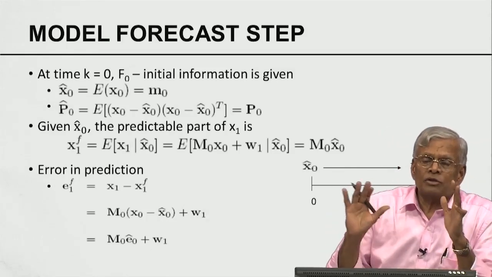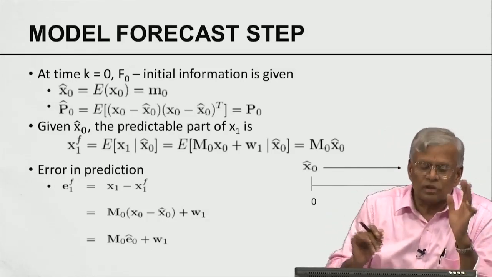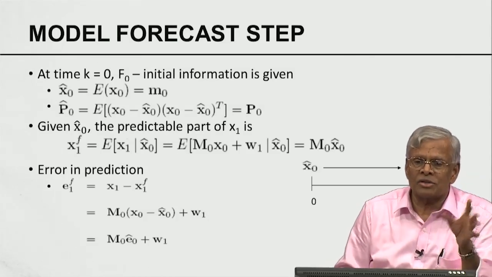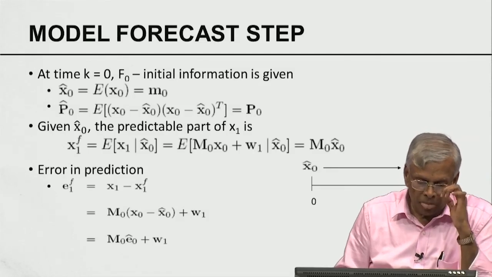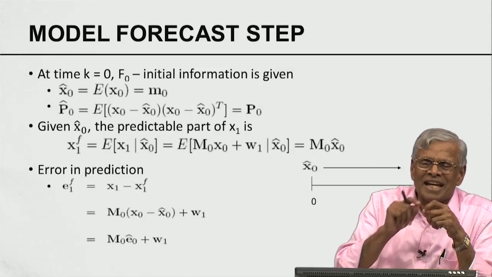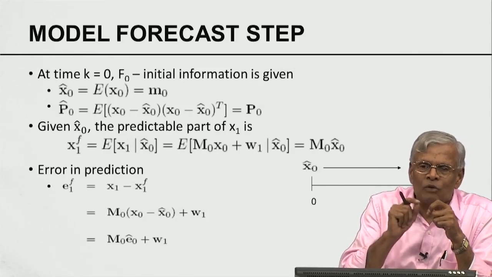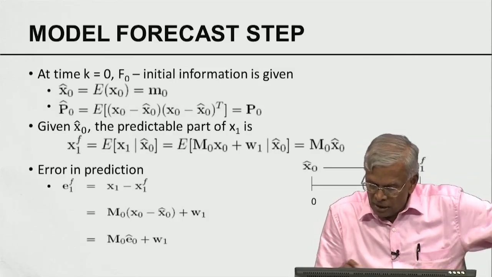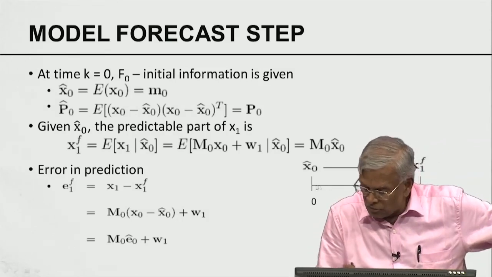So I would like to separate the thing into two phases. First is model analysis, model forecast analysis, or model forecast step. Let us take the baby step 0 to 1. Once I understand what goes from 0 to 1, then I can go from k to k plus 1. So let us consider the transition from 0 to 1.